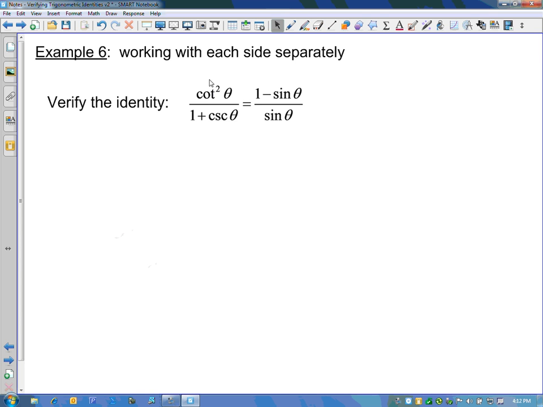Now first of all, if I look on the left, I see a cotangent and a cosecant, whereas on the right there's only one function on the right. So I want to make one function on the left.